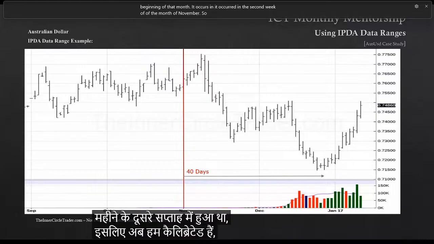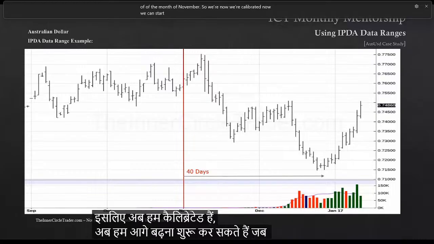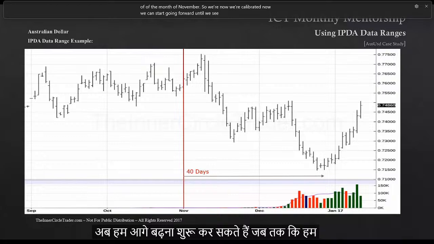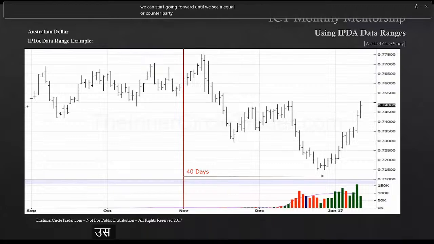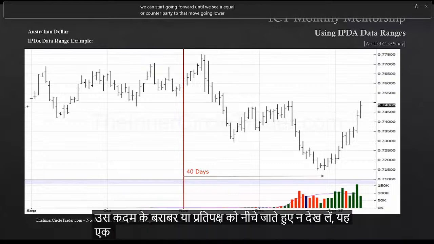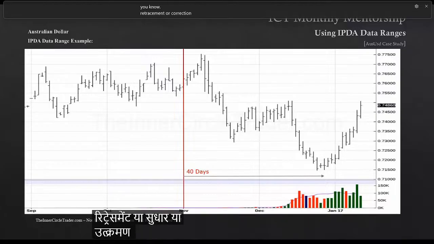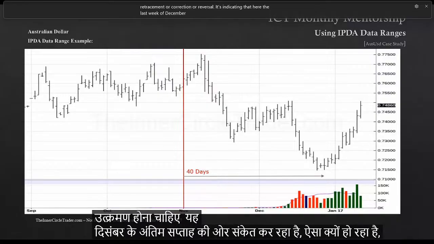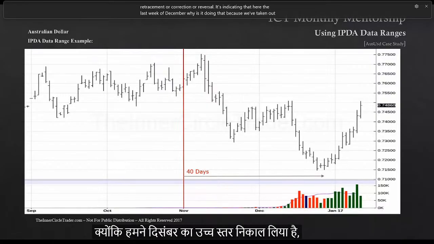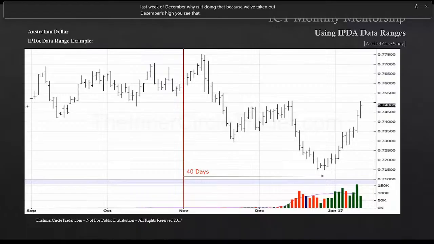So we're calibrated. Now we can start going forward until we see an equal or counterparty move going lower. It has to be a significant retracement or correction or reversal. It's indicating that here, the last week of December. Why is it doing that? Because we've taken out December's high. You see that? We're trading at a level where, if this was continuously bearish, it shouldn't be where it's at right now today.